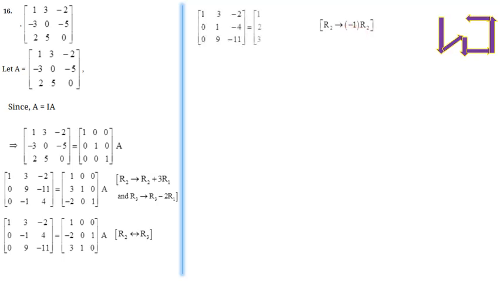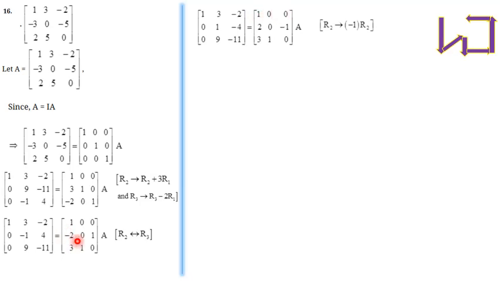So row 1 remains the same, that is 1 3 minus 2, same like here 1 3 minus 2, and row 2 0 into minus 1, that becomes 0 only. Next minus 1 into minus 1, that becomes 1. Next minus 1 into 4, that becomes minus 4. And R3 0 9 minus 11, 0 9 minus 11, it remains same. And on the right side also R1 1 0 0 remains the same.